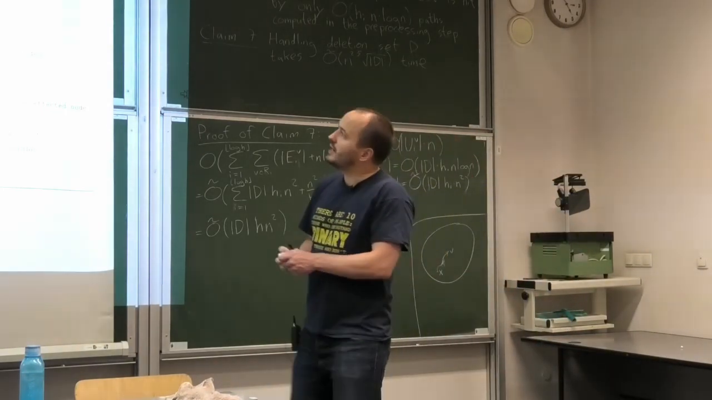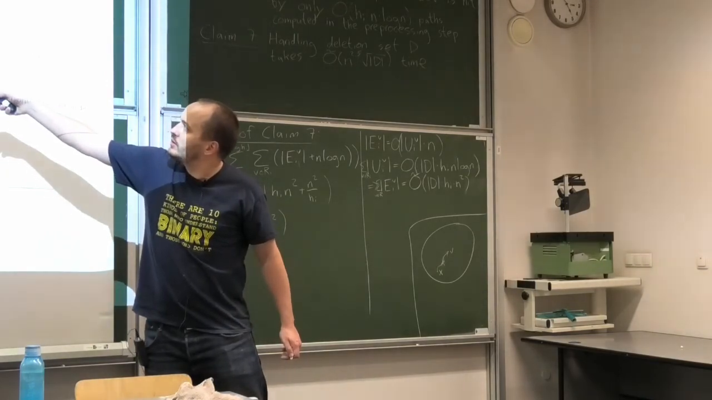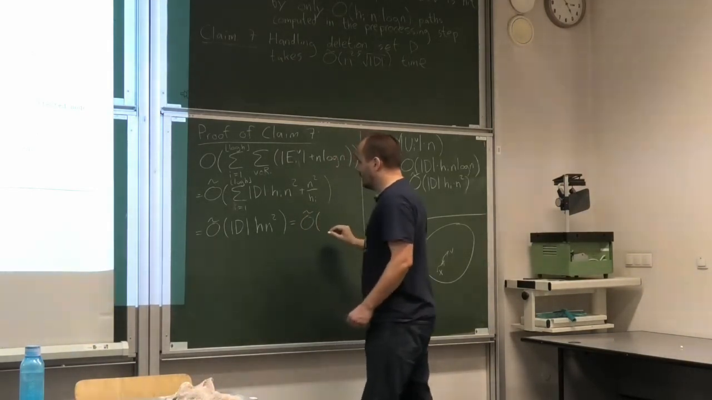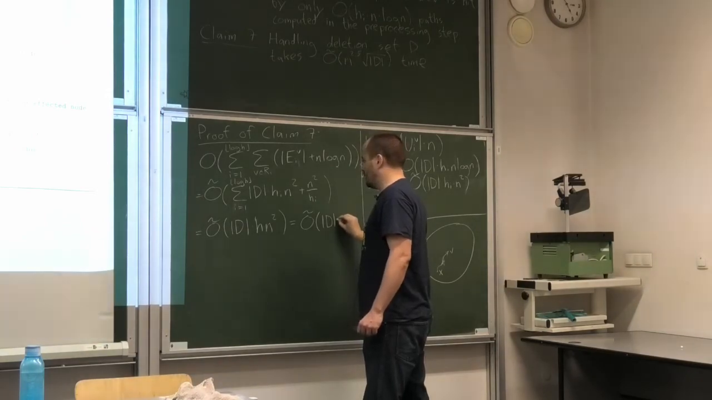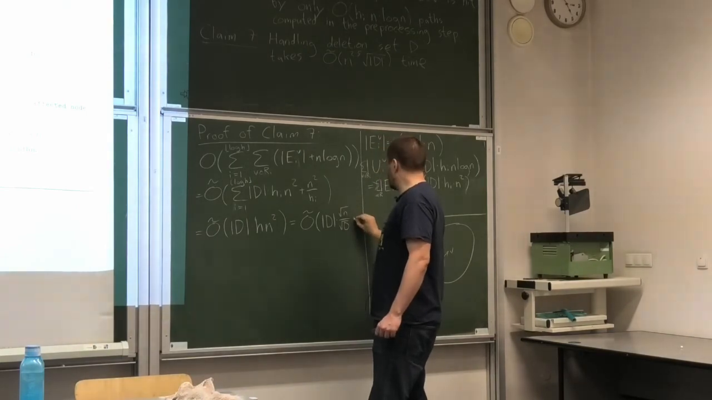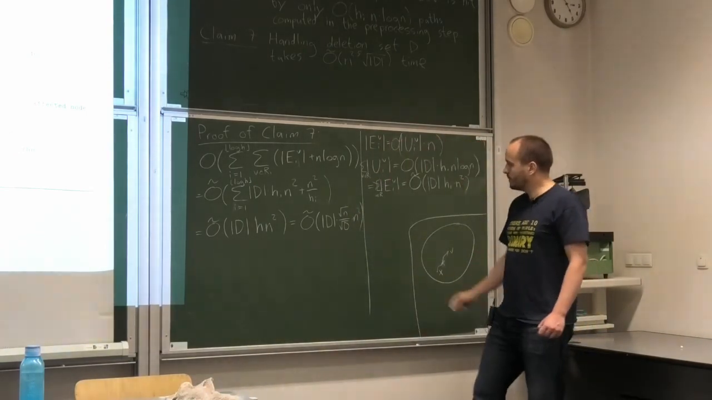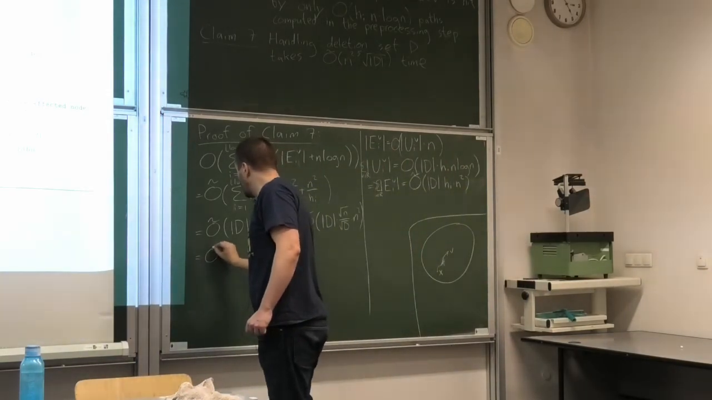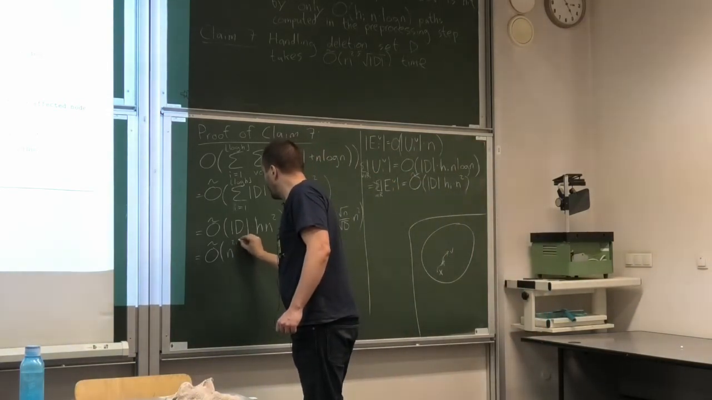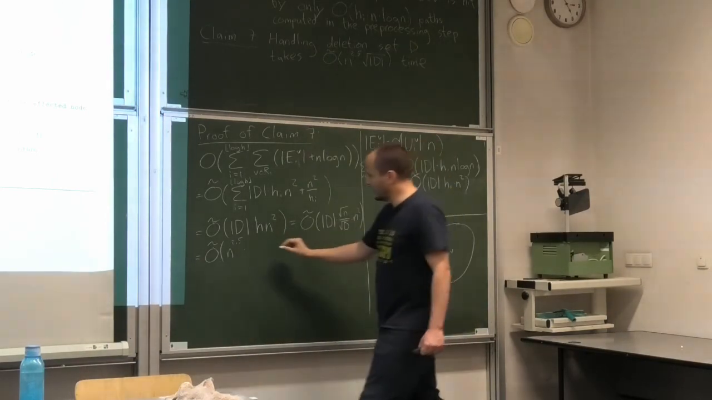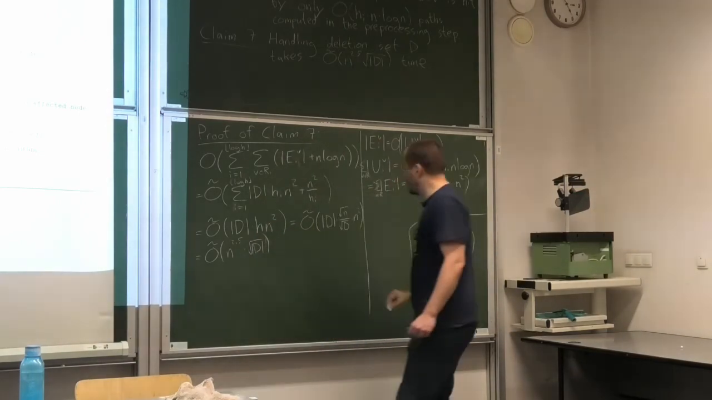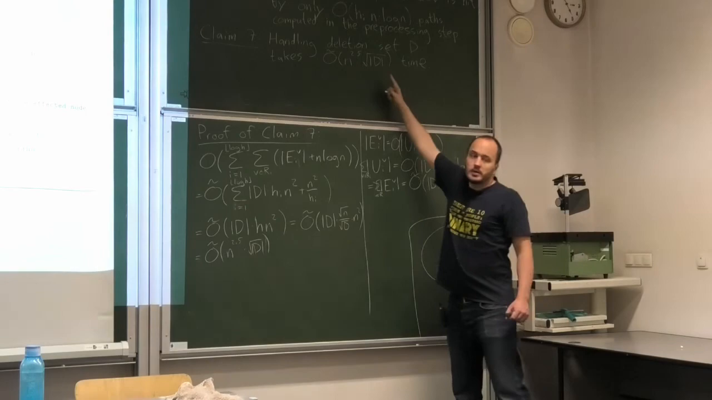Okay, but now we need to look at what h was equal to. h was equal to root n over d. So now we can plug that in. Root n over root d times n squared, which is equal to n to the 2.5 times square root of size of d. And that was exactly what we wanted to show.